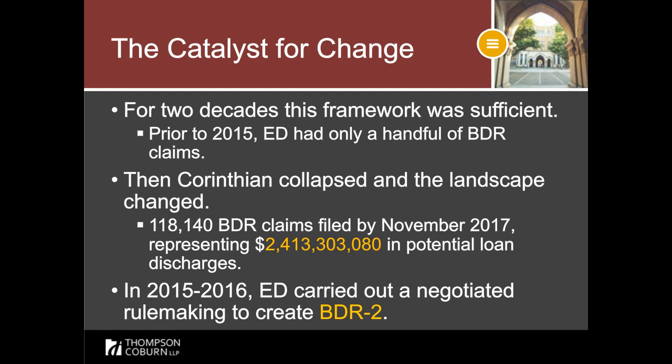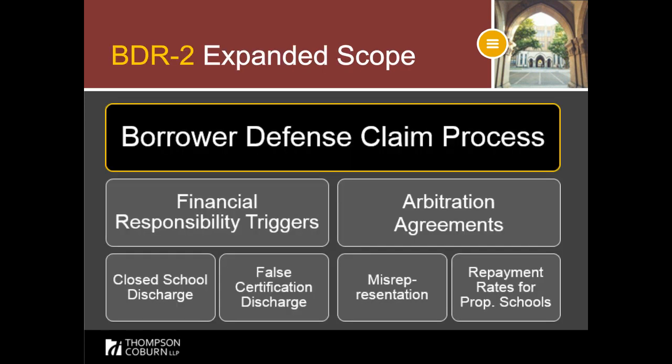So in '15 and '16, the department carried out, this is the prior administration, a negotiated rulemaking to create what I'm going to call, for the purposes of this presentation, BDR-2. So that 1995 standard, the very first thing that the department came up with on the prior slides, giving rise to a cause of action under state law, that's BDR-1. And what the Obama administration crafted in '15 and '16, I'm going to call BDR-2. And the new rule we're going to get towards the end of this year, or next year, that becomes effective July 1 of next year, we're going to call BDR-3.